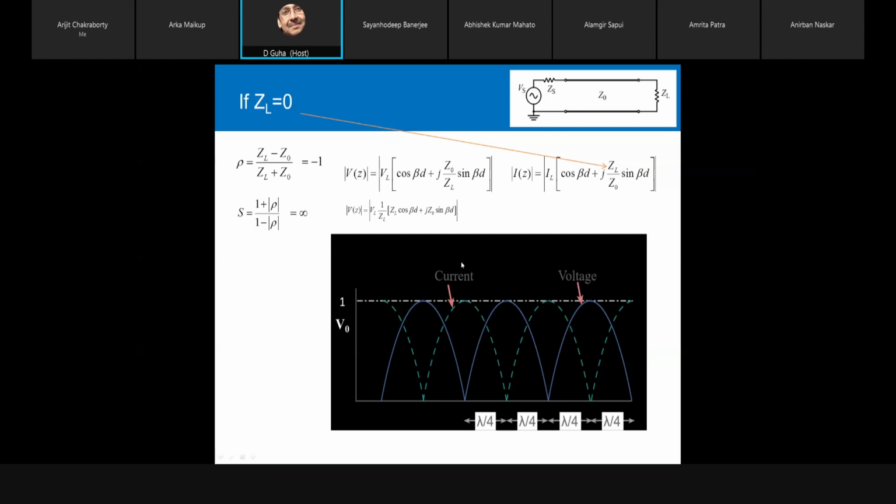So one short circuited transmission line shows the values of voltage and current in this form, and you note it here. What is the value of V naught? V naught is maximum 1, and V naught minimum is not written, but you will get this value by solving the equation. You can find it.